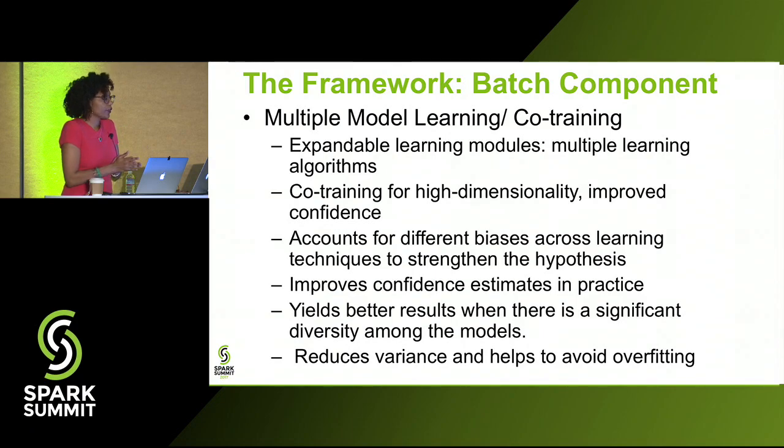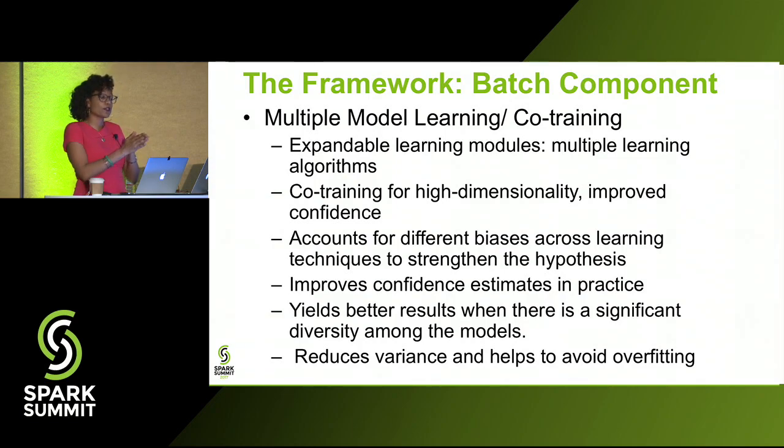So with multiple model learning, we have M1 through MN, and with co-training, we have expandable learning modules, multiple learning algorithms, meaning you can put multiple algorithms into the same batch mode and do a comparative analysis and try to figure out which are your high confidence and which are your low confidence predictions and how to add those into your batch data set correctly.